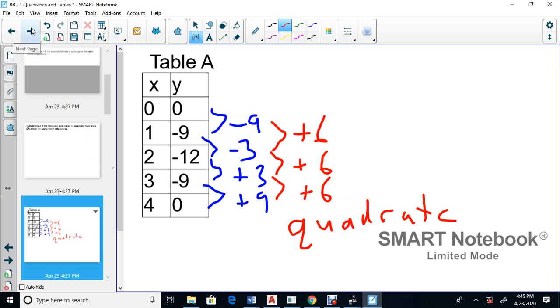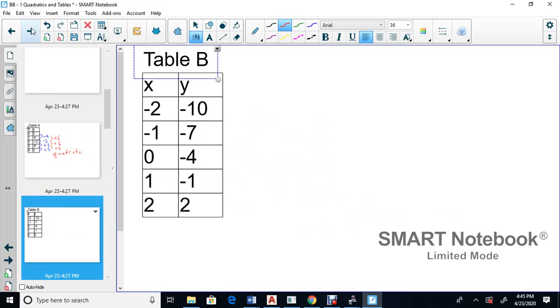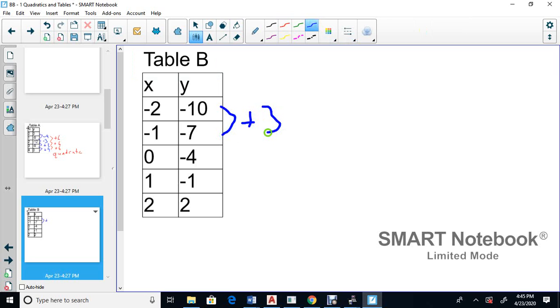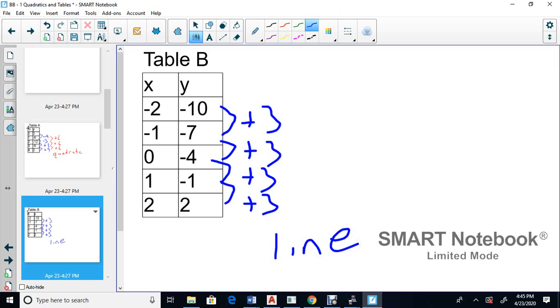Okay, let's look at the next one, table B. So to get from -10 to -7, you have to add 3. To get from -7 to -4, you have to add 3. To get from -4 to -1, you have to add 3. To get from -1 to 2, you have to add 3. So you go 2 minus -1 is 3. -1 minus -4 is 3. All these are the same. This is a line. So when it graphs, all the points will form a line. It's linear. It's called a linear function. The first one's a quadratic.